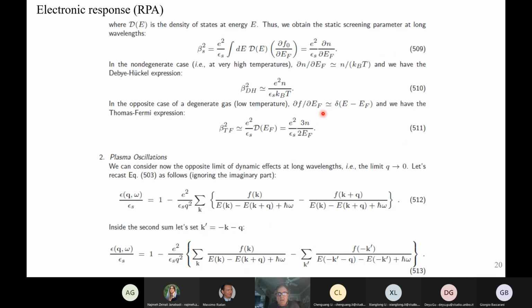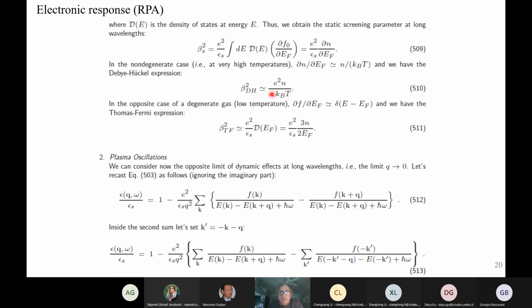Okay, in the extreme case in which you have a totally degenerate gas, like at zero temperature, in which the derivative of the Fermi function is just a delta function at the Fermi energy, then you get something which still depends on n. It really doesn't depend on temperature anymore because we have assumed that the temperature is zero. But again, there is a dependence on the density at the Fermi level. Okay, so this is the general expression that we will use a lot. It will be used, for example, to screen impurities.